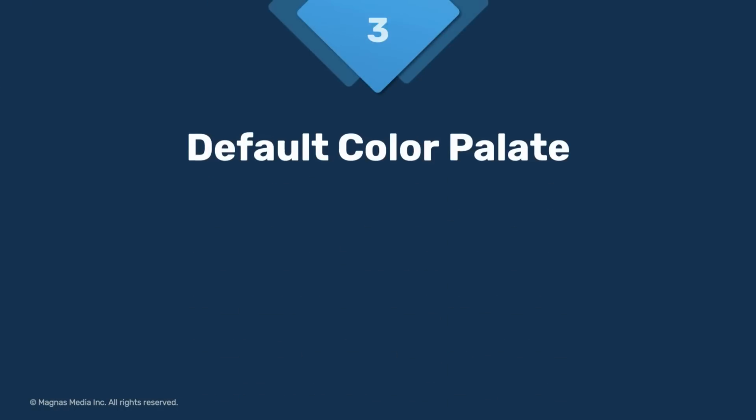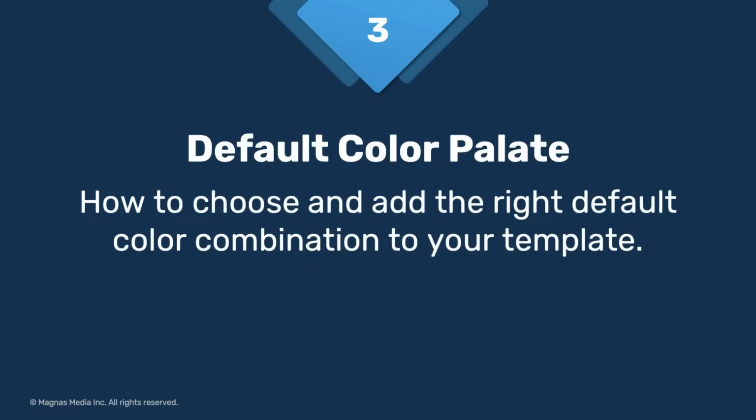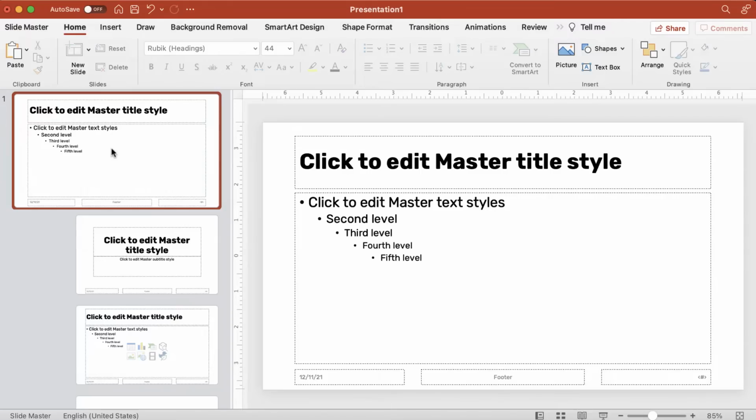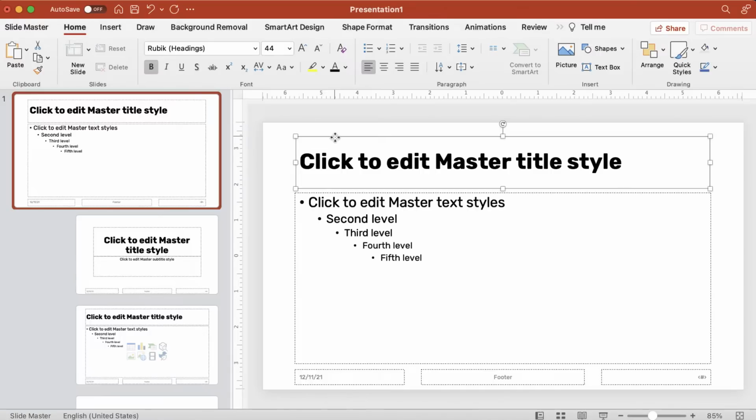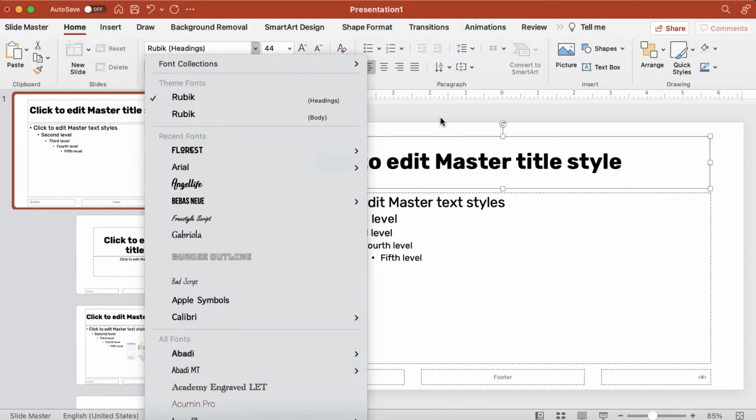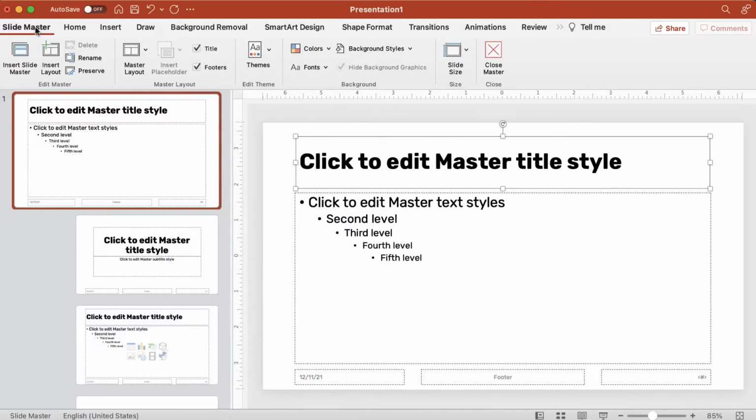Now our next step is to start working on the default color palette. So we're going to learn how to choose and add the right default color combination to your template. Now, working with colors works a lot like fonts. If you remember with fonts, we talked about how you need to change the theme and you need to avoid manual formatting, because if I click here and pick a manual font, it's going to break from the theme. And it's the same with the colors.